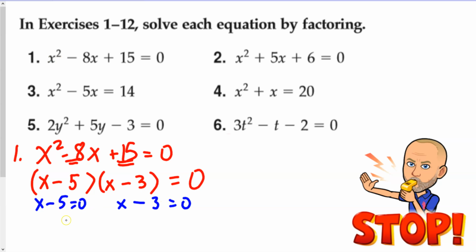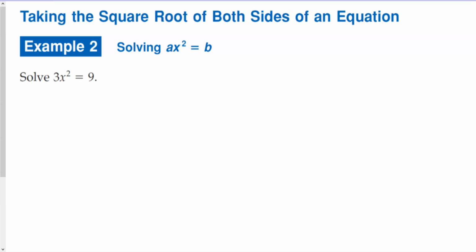And solve. Add 5 to both sides, I get x equals 5. Add 3 to both sides, I get x equals 3. Again, this is an Algebra 1 skill, so I'm hoping that what I'm showing you is review and that you remember how to factor. So give the rest of those a shot, and when you're finished, come back and start the video again. Okay, the second method is to use square roots.